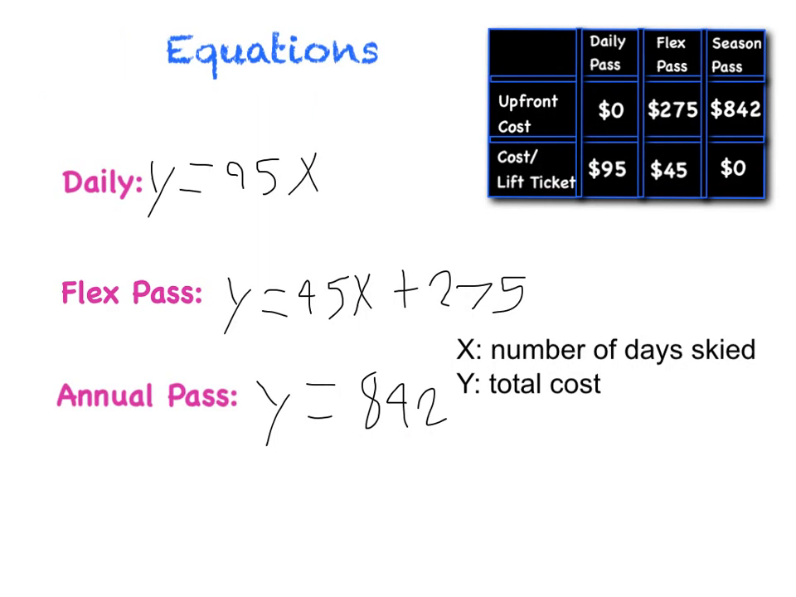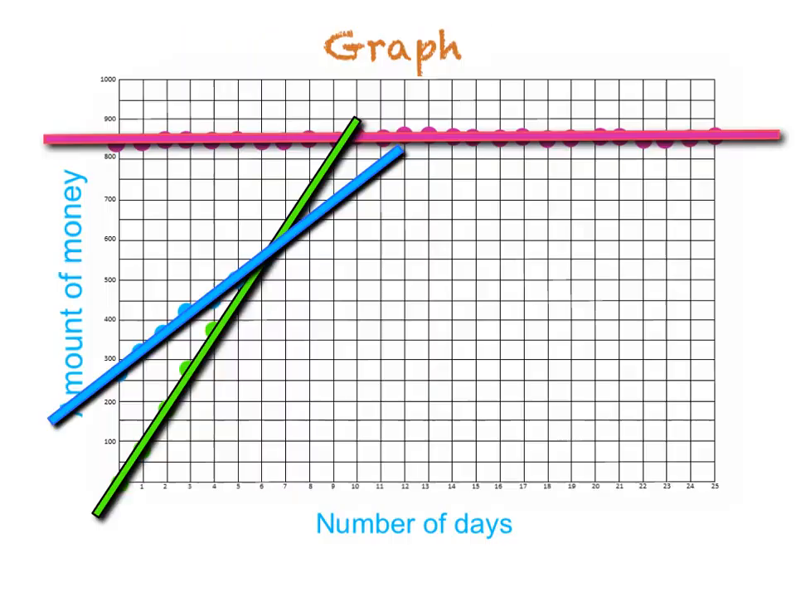The line for the season pass or the annual pass would be a horizontal line at 842. It wouldn't go up or down. This graph shows when the passes are equal. Also, it shows you which one to get depending on how much skiing you think you'll do.